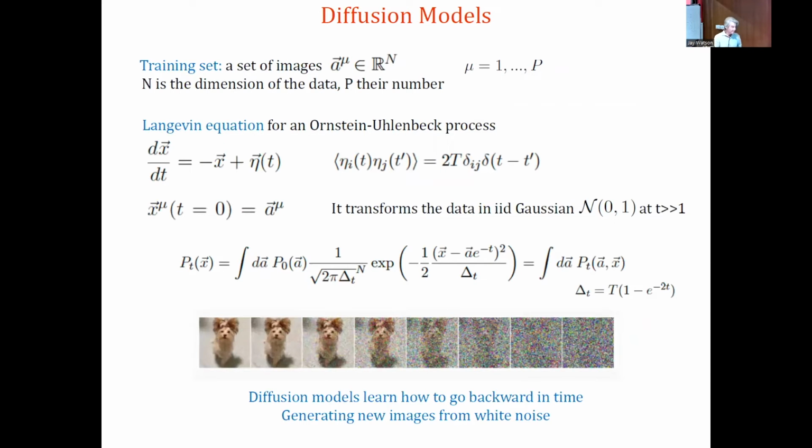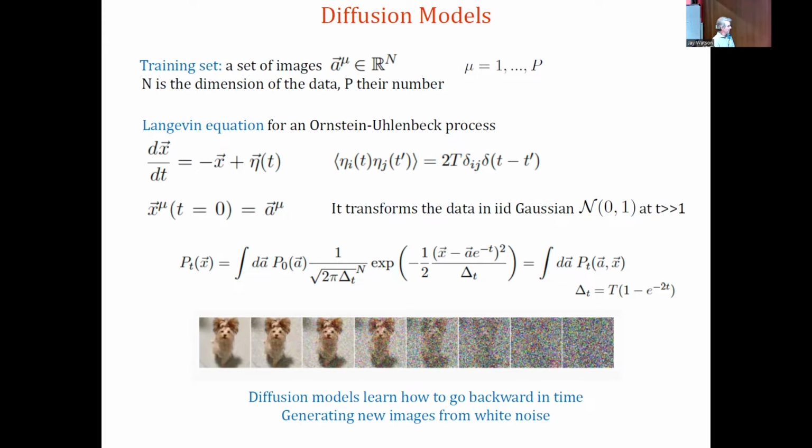Diffusion models are something very simple. So let me introduce a little bit of notation. You start with a set of images. Let's call it A mu, which is just a vector in dimension n. Mu runs from 1 to p, so p will be the number of data points.